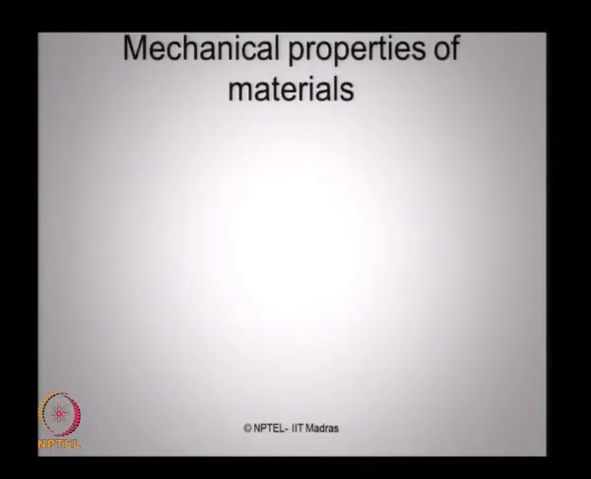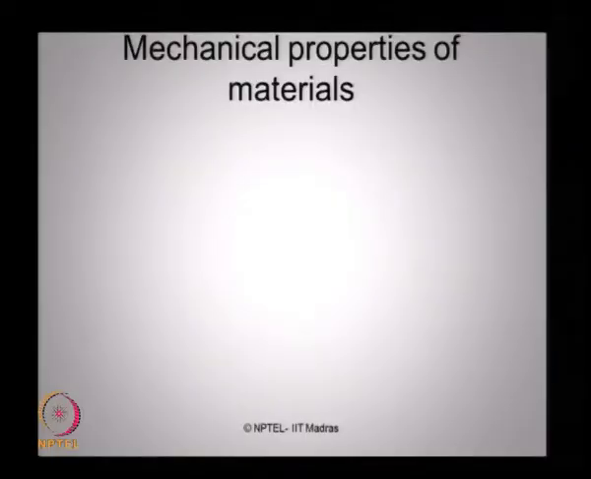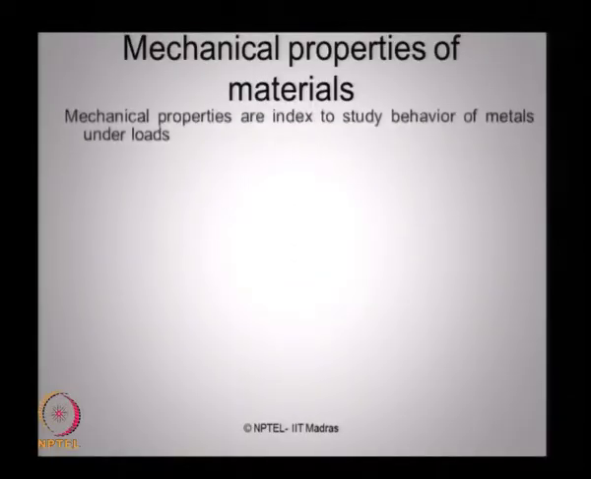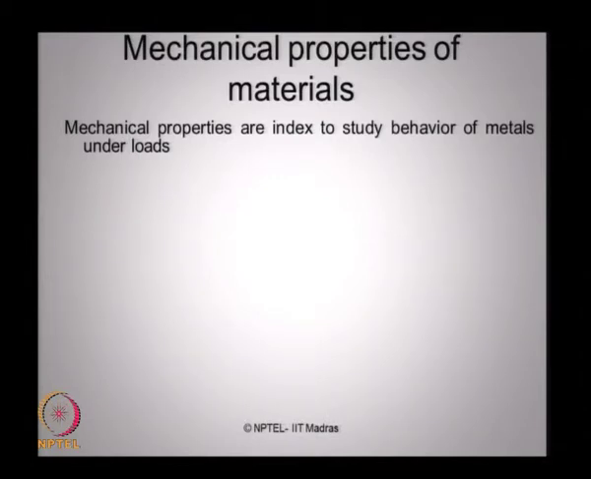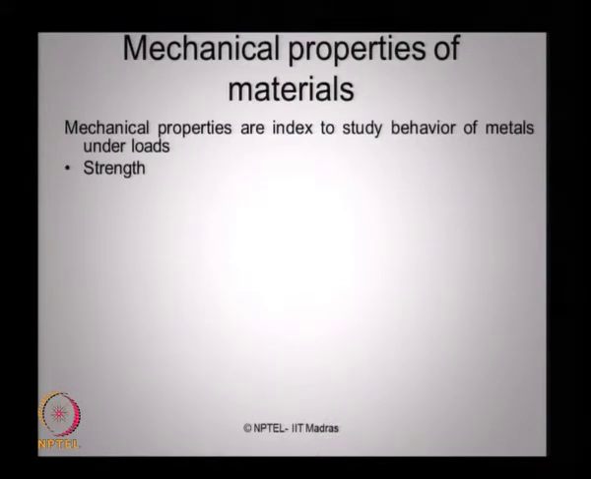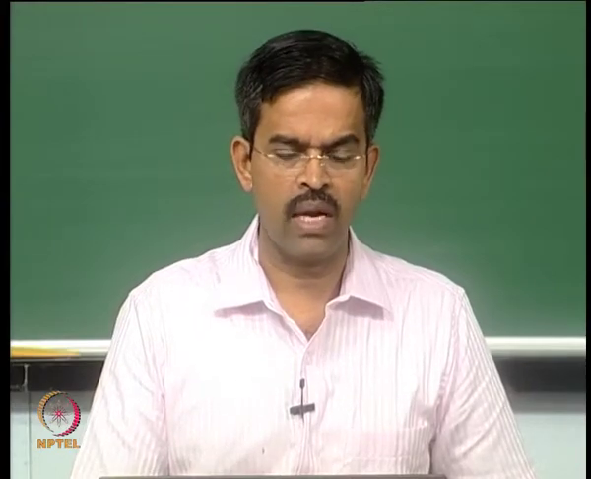If you look at the codal classification, essentially looking at the property of the material, the mechanical engineering point of view is very important. Mechanical properties are considered important indices to study the behavior of metals under different load combinations. Let us try to understand which properties are important for selection of materials as recommended by the codes, or the properties based on which code classifies material for construction purposes in marine environment.